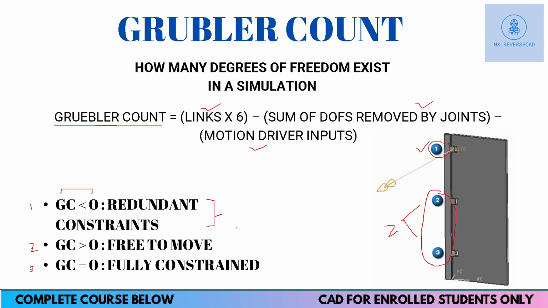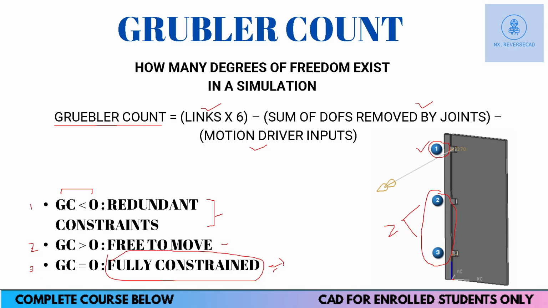You just have to listen to this so that you get an idea what Grubler count is. Otherwise, when we move forward, we are going to make the practical out of this. Second case is when the Grubler count is greater than 0. In that case, it means your body is not restricted and it can move in various directions, right? And the third case is when Grubler count is equal to 0. That means your body is fully constrained. Now this is the actual, the ideal case.